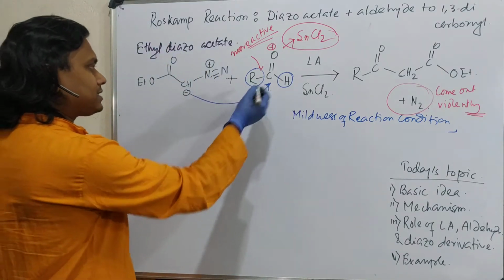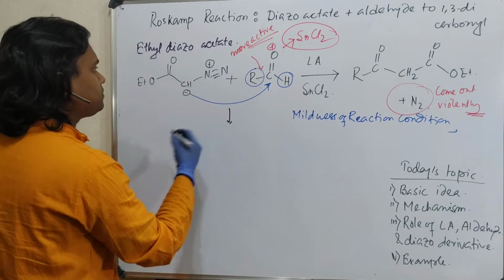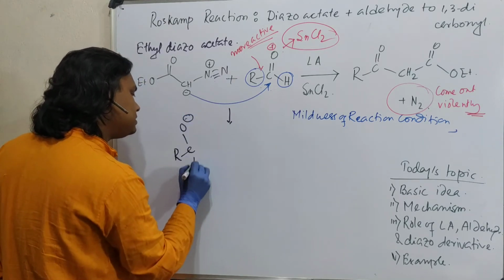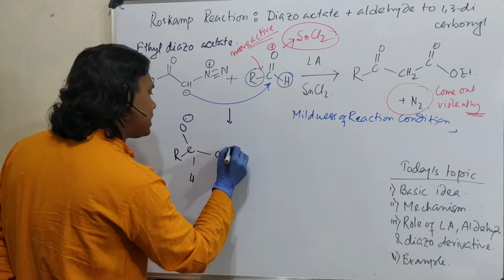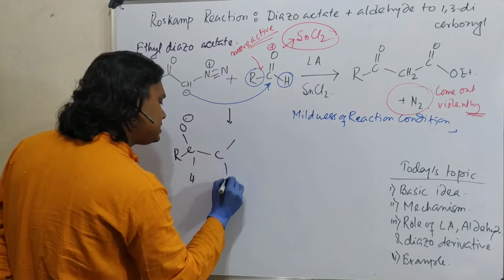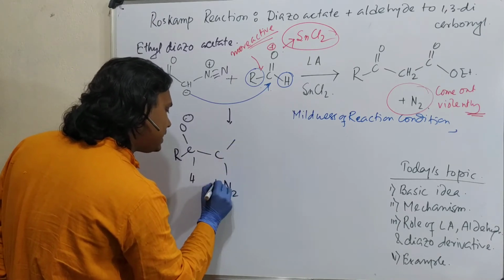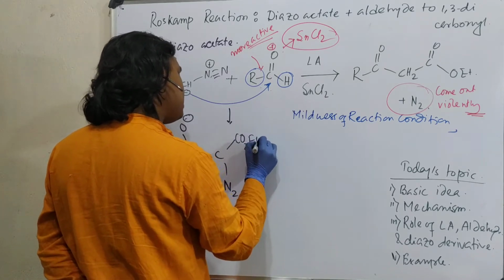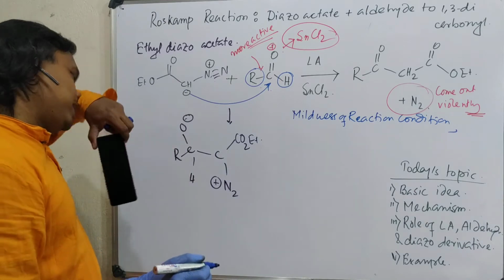Fine, so we have understood this. At the first stage, what does it produce? At the first stage, it produces RO minus, this is H, this is carbon, this is actually N2 plus, and another thing, this is CO2Et. Now the question: what happens next?